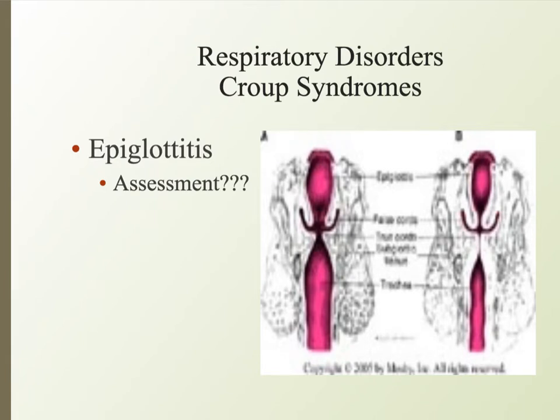Epiglottitis is another form of croup. This is a very severe infection that can affect kids between the ages of 2 and 7 and requires immediate attention. I'm going to talk about this one in class a lot more. Why don't you guys take some of your own notes and then we'll go over it.